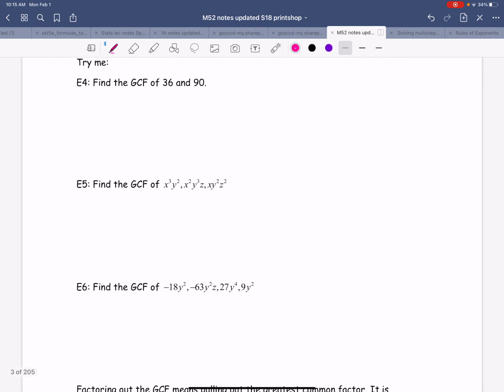Here's example number 4. Find the GCF of 36 and 90. Go ahead and give it a try. Pause the video for a minute. Come back and check. So for 36, pause the video, try these 3 problems, come back and check your GCF. 1 times 2 times 3 times 3 times 5.